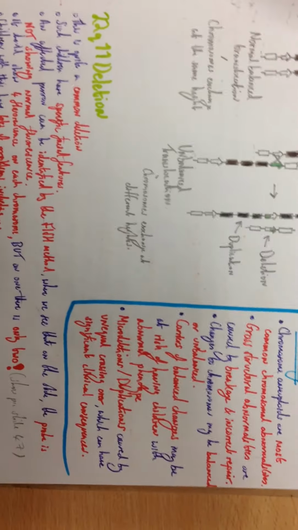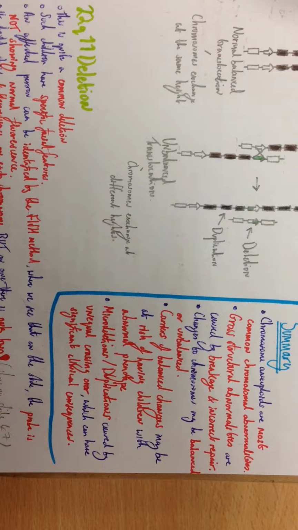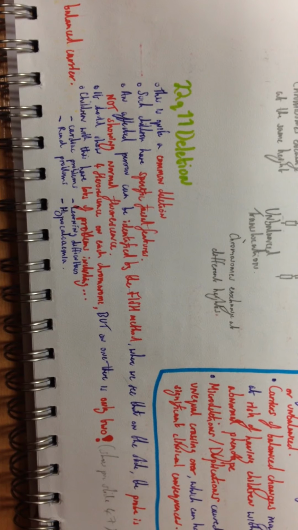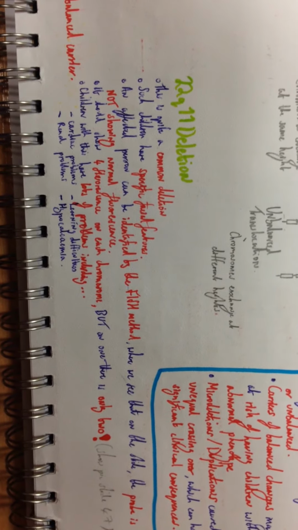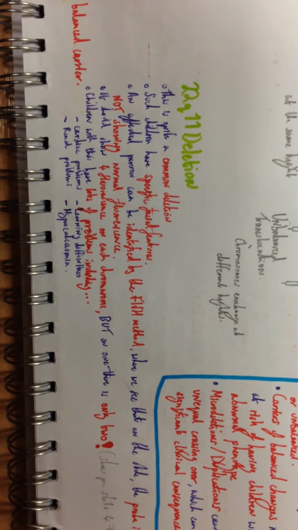So I'm going to try and get a picture of that up for you now. So 22q11, and here we can see it on slide 44. As you can see, on the chromosome on the right there are 4 probes, whereas on the chromosome on the left there are only 2 probes. Children with this have lots of problems, including cardiac problems, renal problems, learning difficulties, and hypocalcemia.